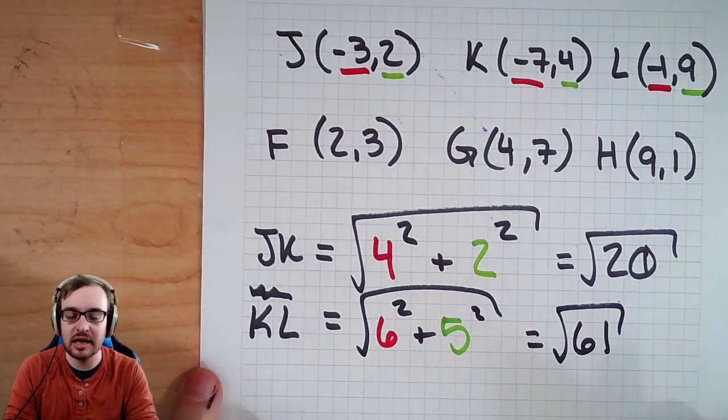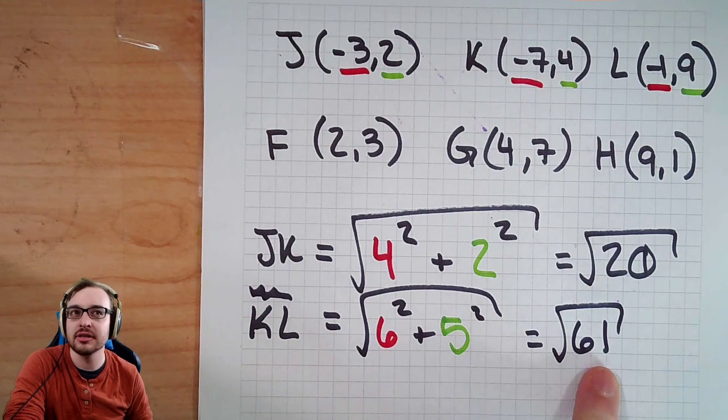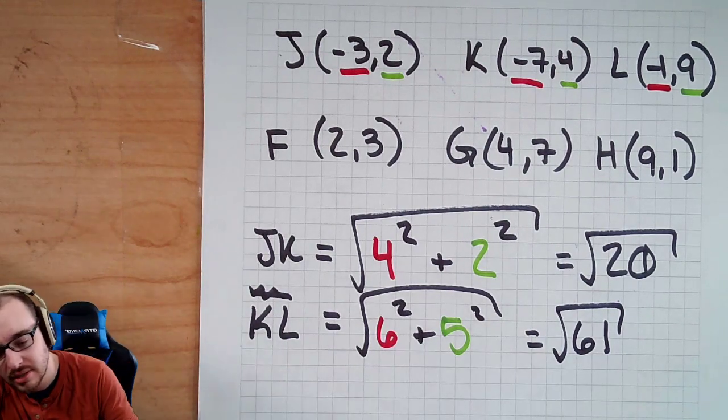Gross number, doesn't come out nicely, right? Like root 64 would work, so that would be 8. This is a little bit less than 8, right? Because root 64 is 8. This must be a little bit less.